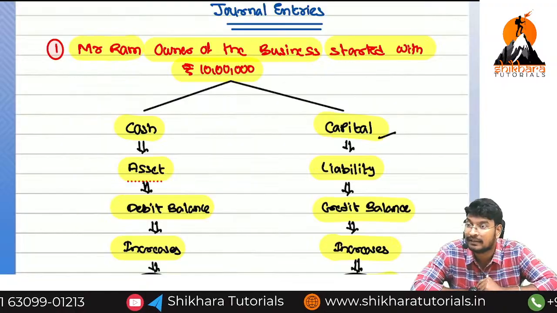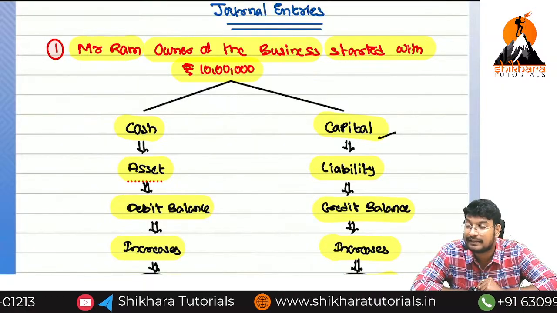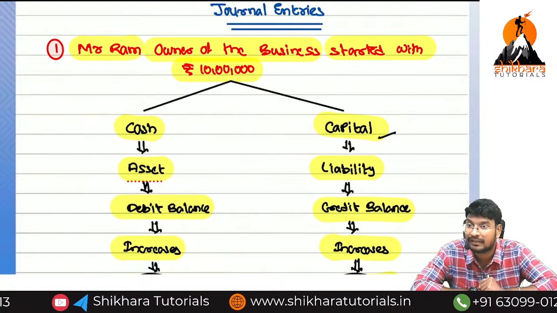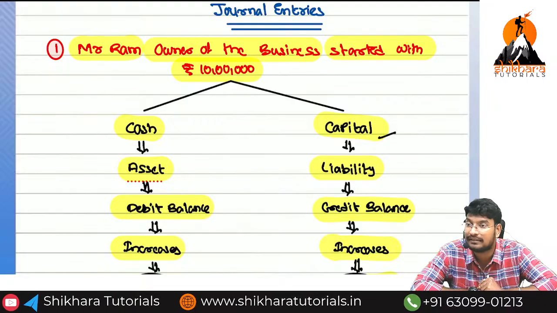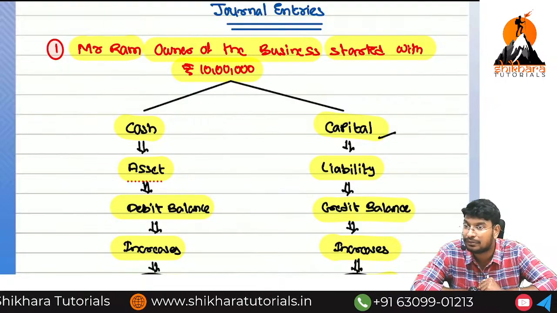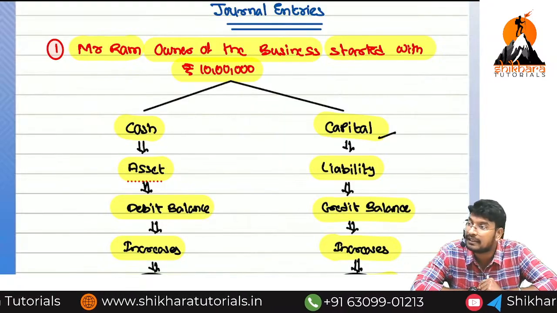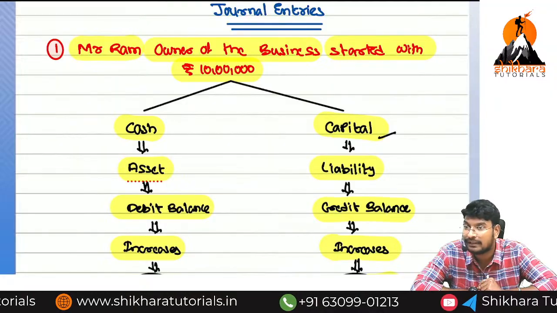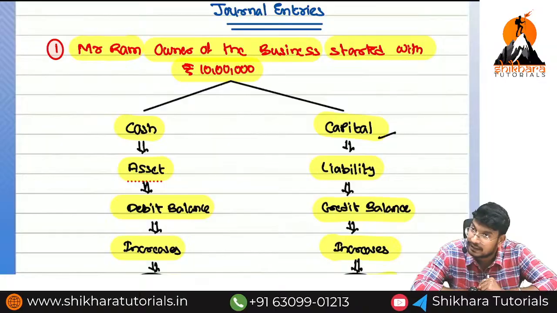Assets and expenditure will have the debit balance. If the debit balance increases, we will do debit. If the debit balance decreases, we will do credit. Next, incomes and liabilities are credit balances. If the credit balance increases, we will do credit. If the credit balance decreases, we will do debit. What is the meaning of debit balance? Debit side is more than credit side. What is the meaning of credit balance? Credit side is more than debit side.